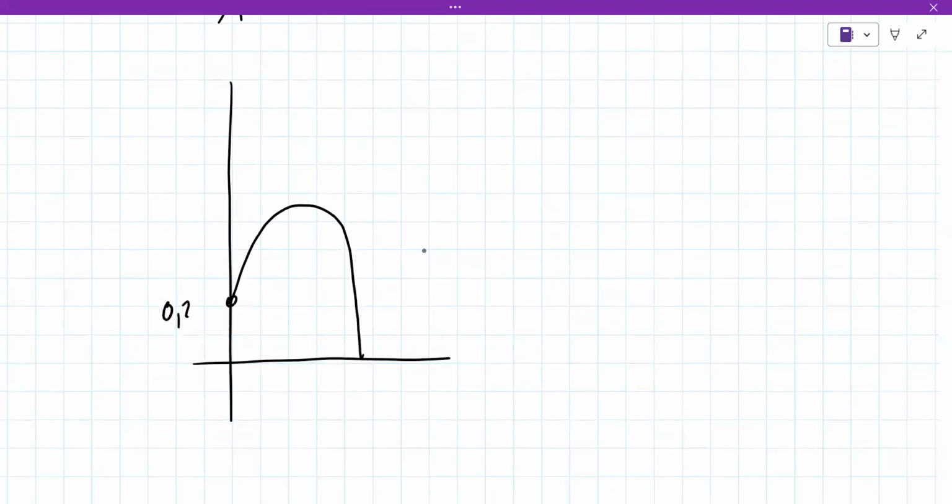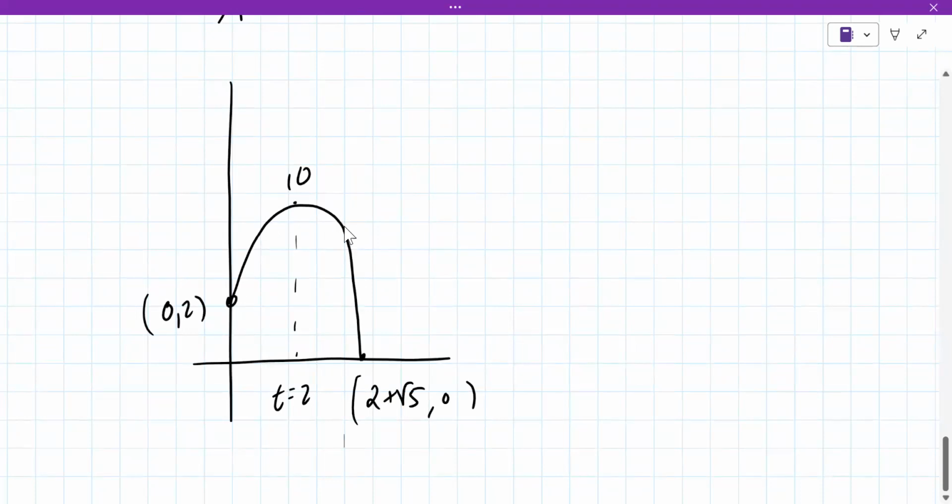They start here at (0, 2). 2 seconds later, they hit 10. And then over here, (2 plus the square root of 5, 0) is where they hit the ground. Okay. That's where we kind of left this problem with the kangaroo.